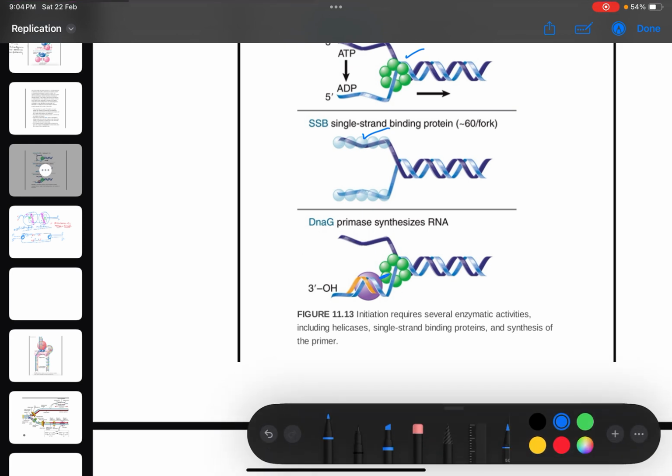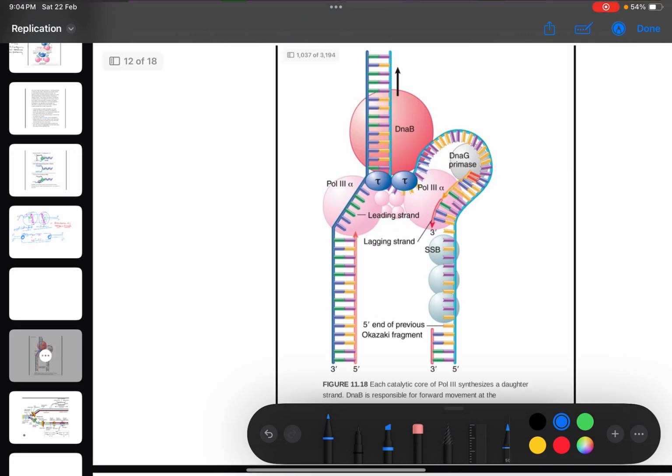After the DNA is produced, the arrangement is like this. These are the two tau units which are joined together, forming the polymerase. Catalytic properties are there and there. So one DNA strand is moving in this direction and another is moving in this direction, and the helicase is moving apart. So this DNA strand is produced continuously, and this DNA strand is produced in small fragments like this.